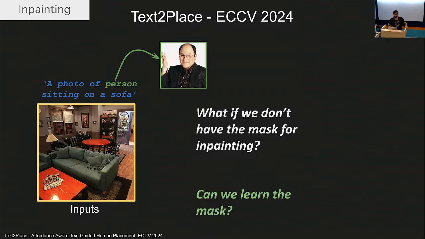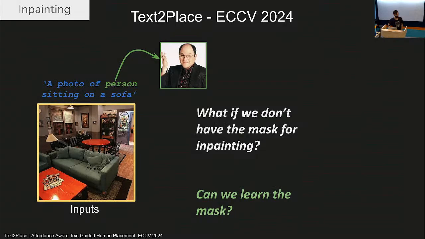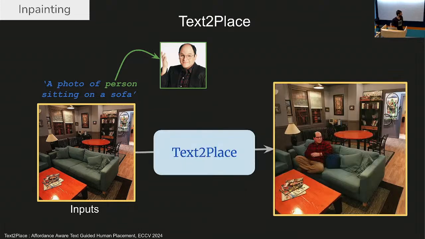Exactly. So now the question is, can we learn the mask automatically? Right? Yeah. So in this work, what we did was we proposed a method that first optimizes for the mask, learns the mask given the background and text prompt, and then realistically in-paints a human inside that. Okay. So something like this.